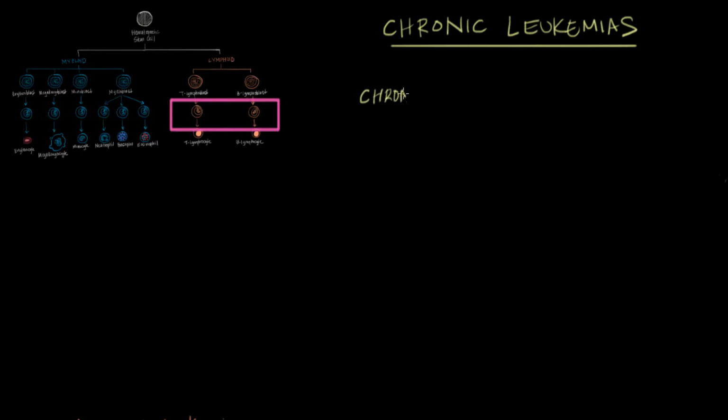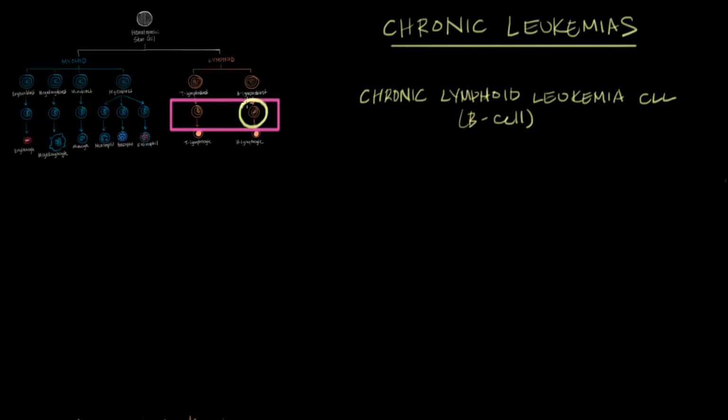We're going to start off with chronic lymphoid leukemia, which is usually just abbreviated CLL. So even though the name doesn't tell you this, CLL is a B cell leukemia. So it comes from B cell. So CLL develops from this cell over here. So I'm just going to circle that.